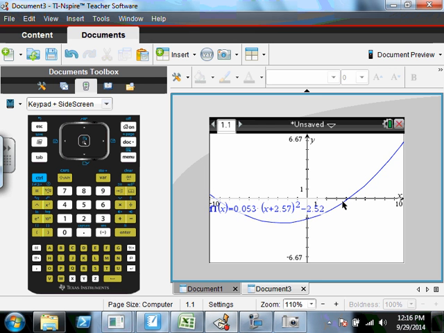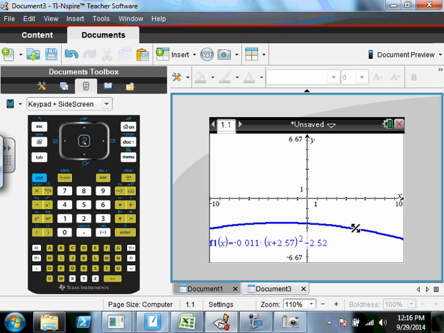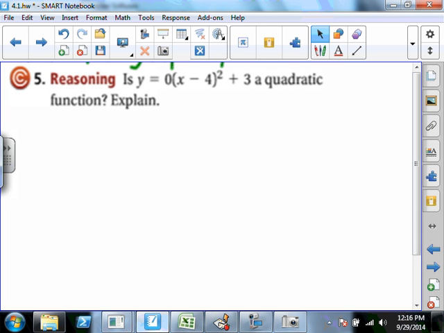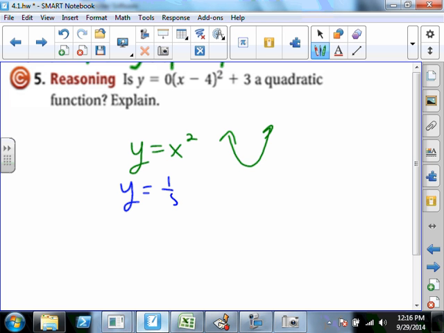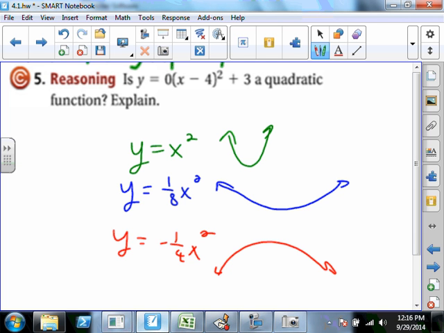Watch that number that's multiplying x squared. I can't make it 0. Come on. I can get it close to 0. What do we got? If we graph y equals x squared, it looks like this. If we graph y equals 1/8 x squared, it looks like this. If we graph y equals negative 1/4 x squared, the graph looks like this. The hint, the clue is right here. Is this going to be quadratic?